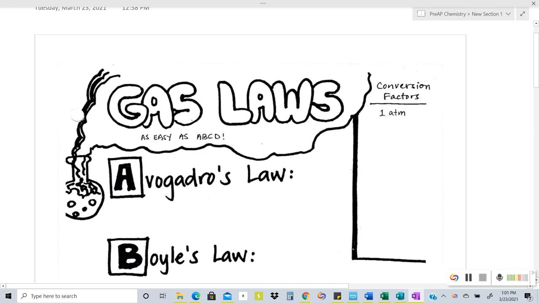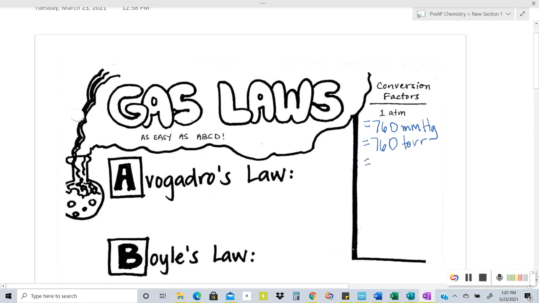Hey guys, okay, so I just wanted to record the gas law notes so when I'm gone you'll have them. Just remember, one of the first things you need to do is make sure you have all your conversion factors from last class. So remember, everything is equal to one another. Most of these we wrote down last class. A couple of them are new.